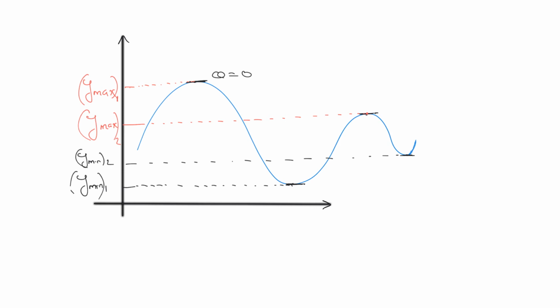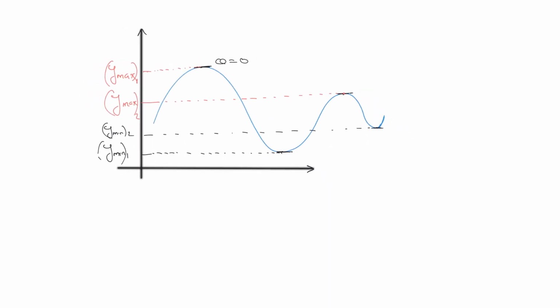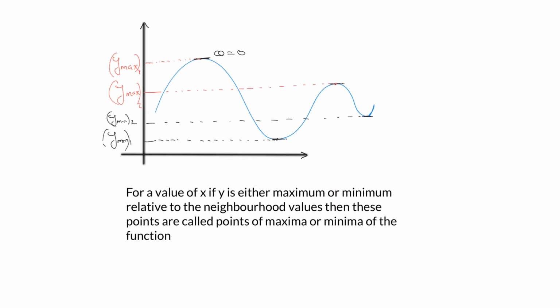It may be possible that a function does not have any maxima or minima, or a function has one maxima and no minima, or a function has minima and no maxima, or one maxima and one minima, or more than one maxima and more than one minima. So maxima or minima is relative with respect to neighborhood values. And the condition for maxima and minima will remain the same: always the value of slope will be equal to 0. So just remember this part.